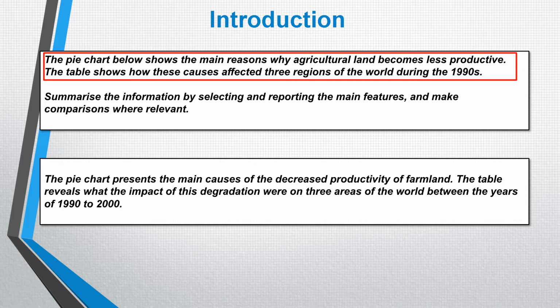Main reasons, main causes, shows, presents, agricultural land, farmland, decreased productivity, less productive, how these causes affected, so what the impact of this is, and during the 1990s, between the years 1990 to 2000. So simply used synonyms again there in the usual manner.